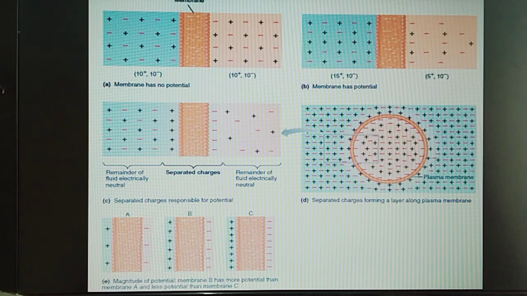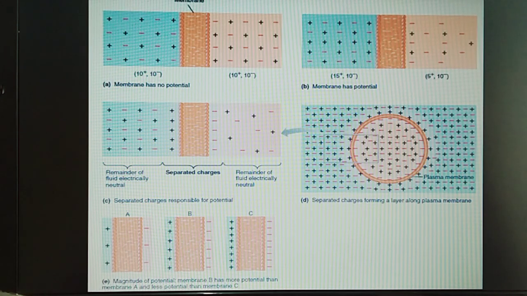Now in diagram E, you can see that in A the positive and negative charges are quite small in magnitude, in B they are larger in magnitude, and C has larger magnitude still for the opposite charges across this lipid bilayer. So the magnitude of the potential varies depending on how many charges remain unneutralized across the lipid bilayer. That is how the potential gets developed across the lipid bilayer.